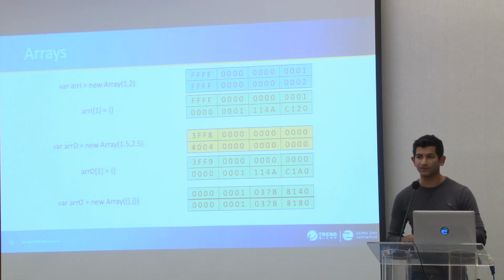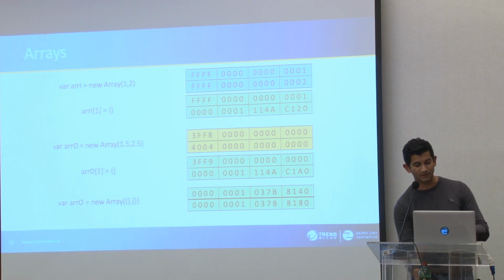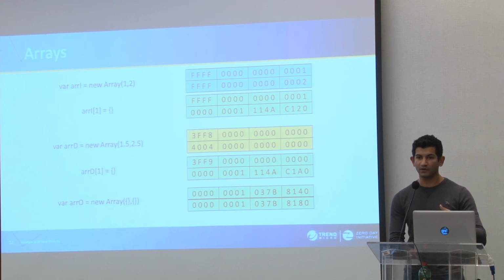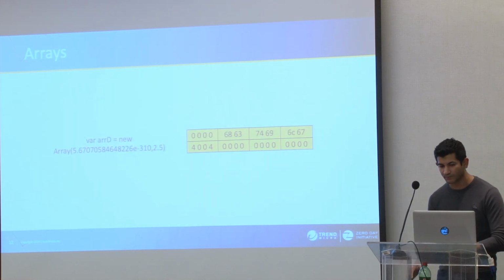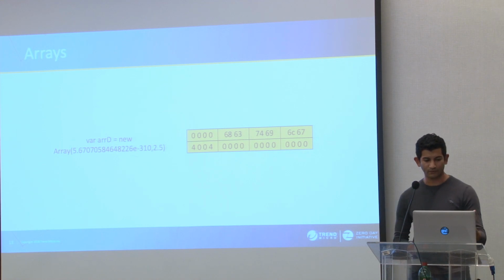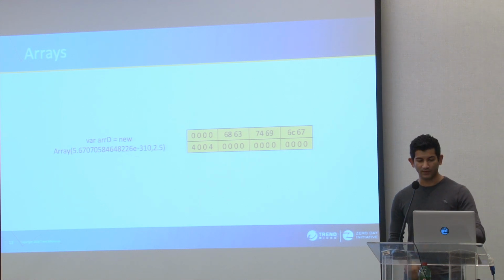If we do the same thing with the array with double, where we perform a write to the first index, we'll also convert from an array with double into an array with contiguous, but note that the 3FF8 is now becoming a 3FF9. And just to drive that very much into everyone's mind, here we have an array with 5.67 blah and then 2.5. And then if we look at it, that's 68, 63, 74, so on and so forth.